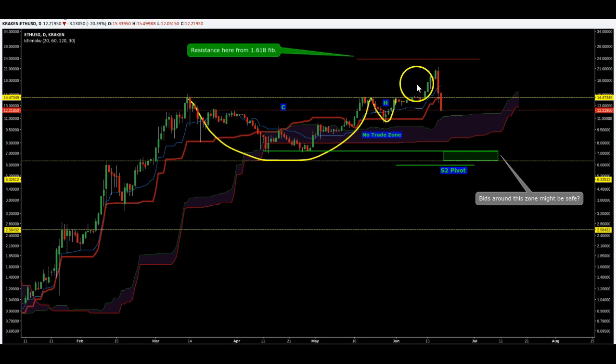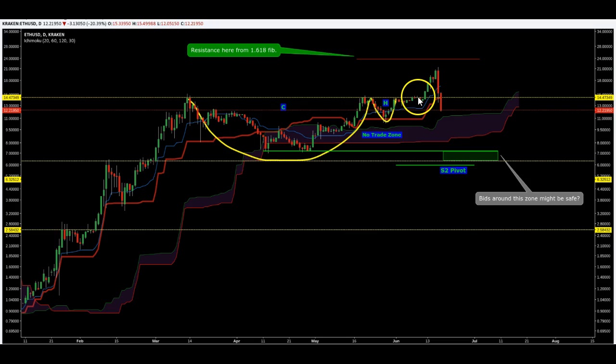Cup handle, your target's here, your prior trend is here, your handle doesn't break 50% of the cup, your cup doesn't break 50% of the prior trend. In this case, a third of the prior trend. So that's good. This is what you should see every time. This is how you know it's a highly probable trade entry.